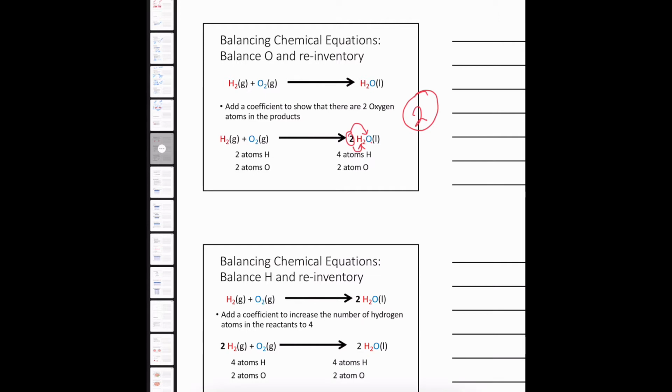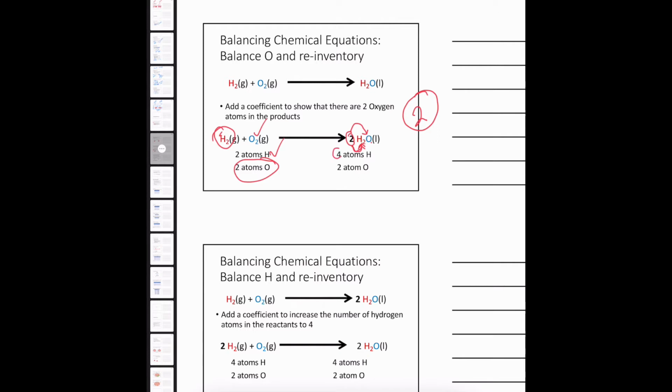Okay, so if we do this one here, let's count our atoms one more time. For the hydrogen, there is two. For the oxygen, there's two. This never changed because we didn't add any numbers on the reactant side. On the product side, however, things are different. Because for the hydrogen, it's no longer a 2. In fact, it is now a 4 because this 2 here is multiplied by the subscript of the hydrogen atom.